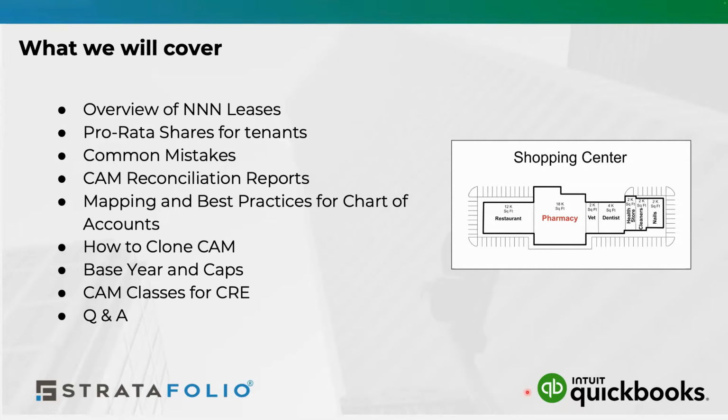We're going to share our best practice chart of accounts, and you are all welcome to use this if we haven't already shared it. And then we're going to talk through the process for cloning CAM, common area maintenance reconciliation expenses, for the next year. And then we will discuss base years and caps if that is something that you need to address. And then finally, we're going to talk about using classes. And at the end, we will address questions and answers.